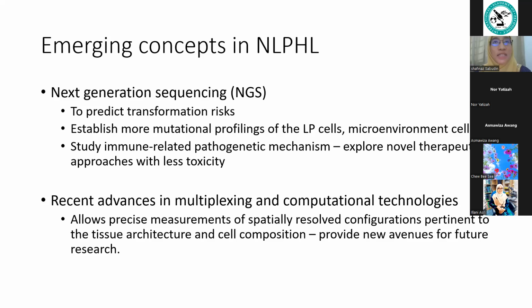What is the emerging concept of genetics in nodular lymphocyte predominant Hodgkin lymphoma? The latest is next generation sequencing, where they use this technique to predict transformation risk of nodular lymphocyte predominant lymphoma. They can also establish more mutational profiling of the LP cells and the microenvironment cells, and study immune-related pathogenetic mechanisms. So they can explore novel therapeutic approaches with less toxicity to the patient, which is a beneficial input to the patient.